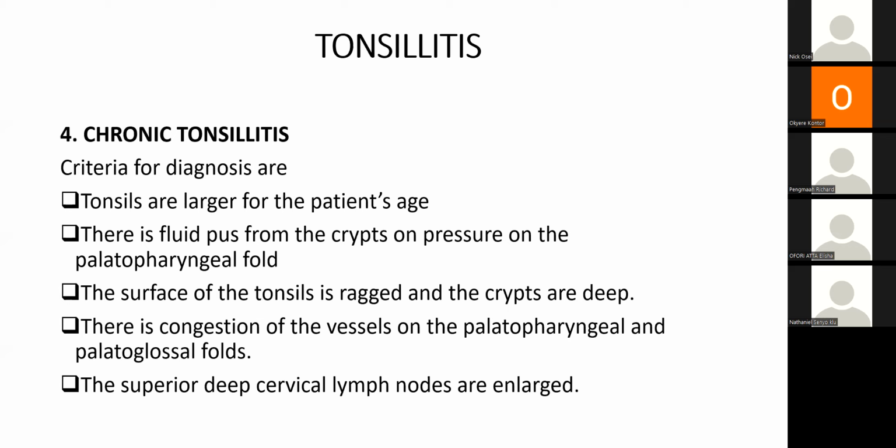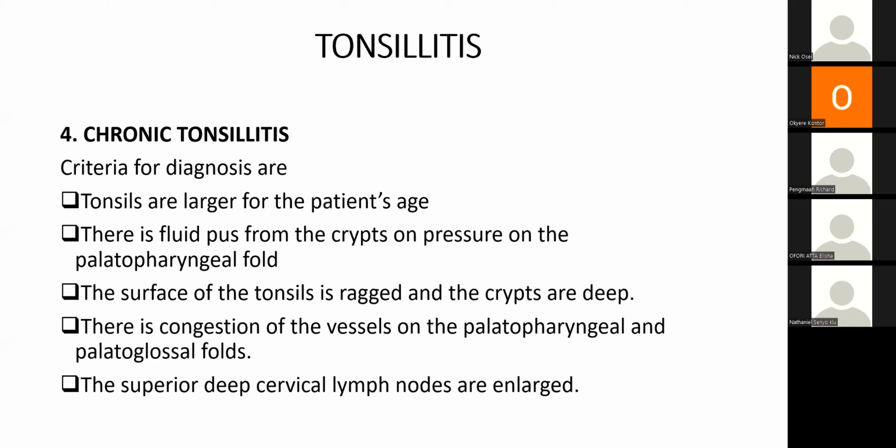There is fluid or pus from the crypt on pressure on the palatopharyngeal fold. The moment you attempt to press, especially the region around the palatopharyngeal fold, in the mouth, the soft area, when you apply a small pressure on it, that is where you would see this exudate, this purulent fluid sometimes coming from the crypts of the enlarged tonsils.